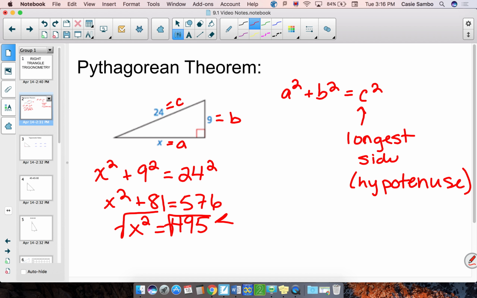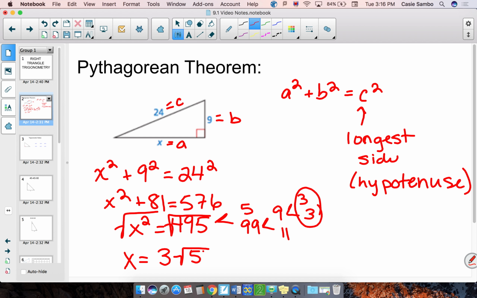And I need to simplify that radical by using my factor tree. So it splits into, you can do this a lot of different ways, but 5 and 99, I picked the easy route. 9 and 11, 3 and 3. I have a pair of 3's. That means that I can pull a 3 out. So I get x equals 3 square root 55. That's all that I'm looking for in that problem.